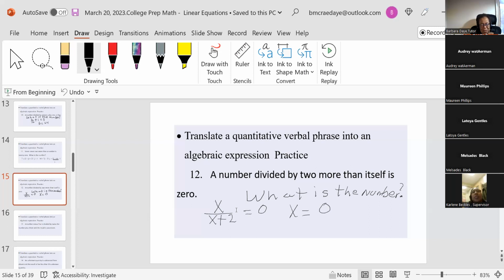So if you solve this for x, first thing you do is multiply the x plus 2 by both sides. Then the left side is just x. But 0 times this expression just gives you 0. So x is 0. Got it? Yes, miss. Thank you so much.